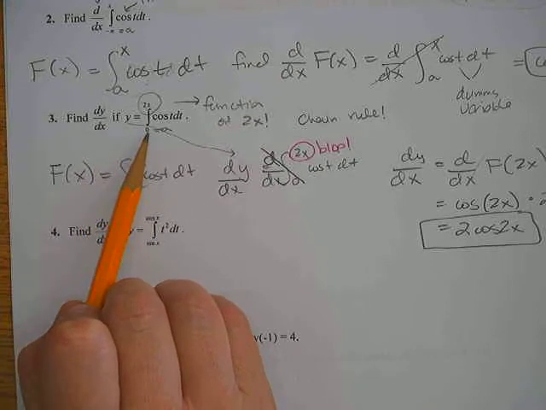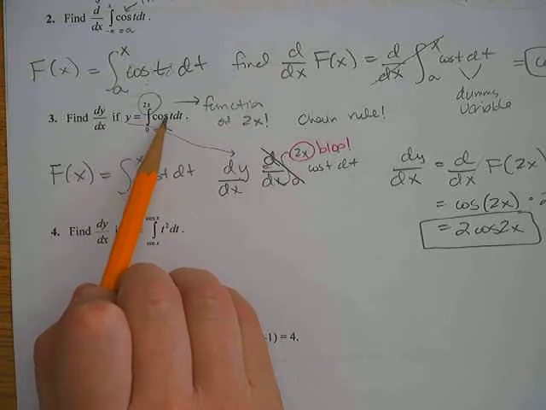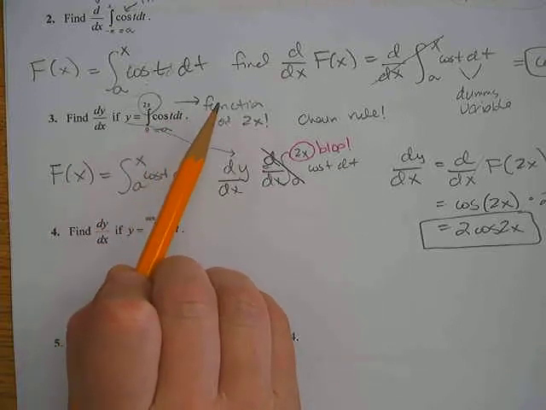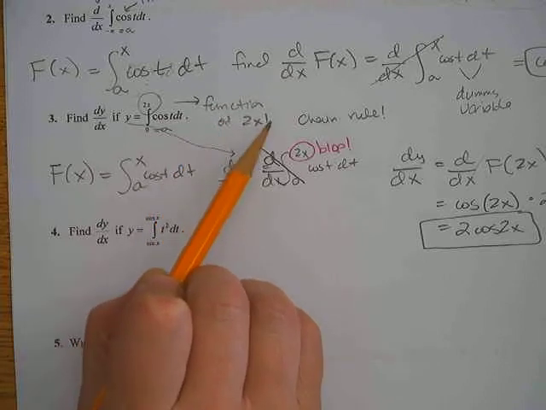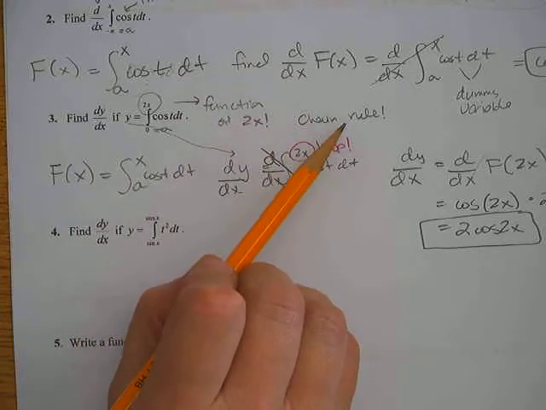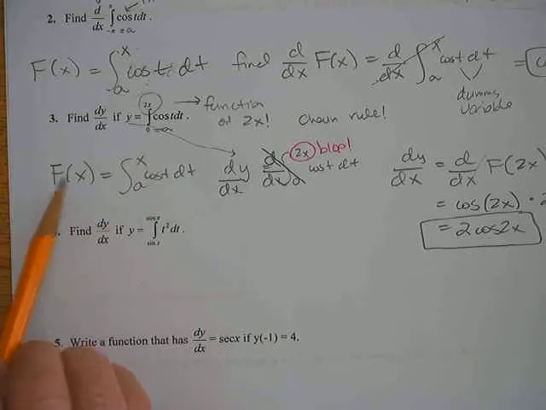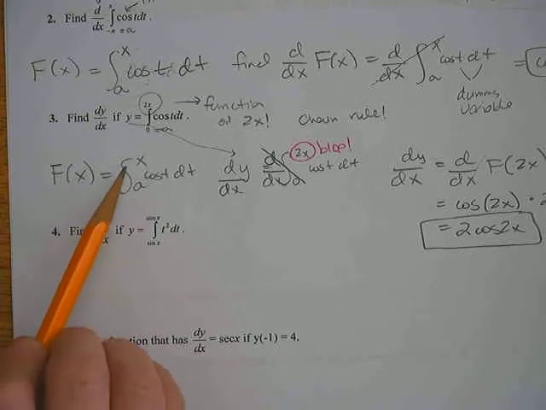Okay, so let me recap on that one. We're given that y is a function of the area from 0 to 2x of cosine t dt. So it's not 0 to x anymore, which means it's no longer just a function of x, it's a function of 2x, which means we're going to have to use chain rule.